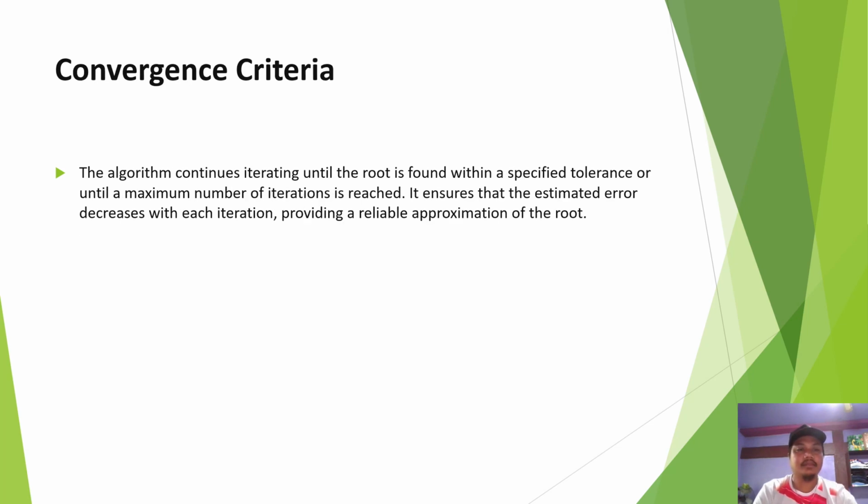Convergence criteria. The algorithm continues iterating until the root is found within a specified tolerance or until a maximum number of iterations is reached. It ensures that the estimated error decreases with each iteration, providing a reliable approximation of the root.